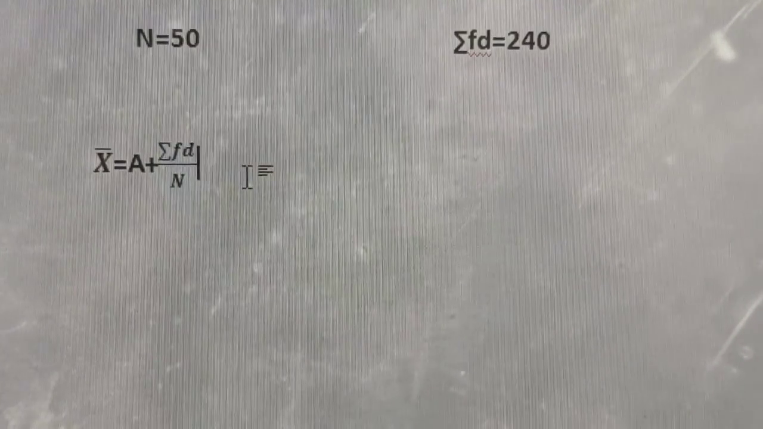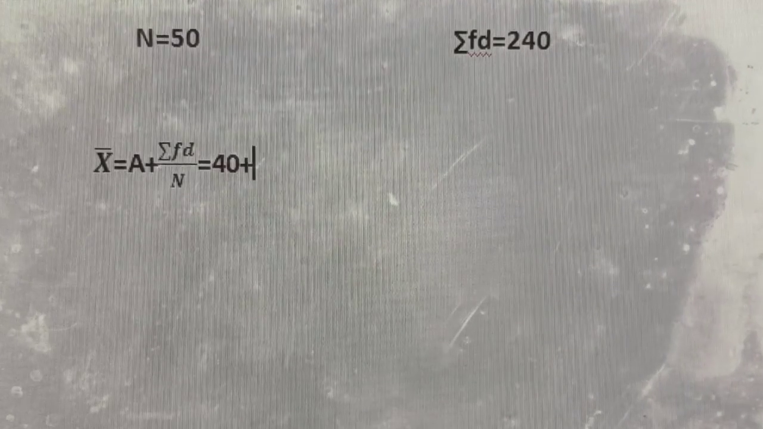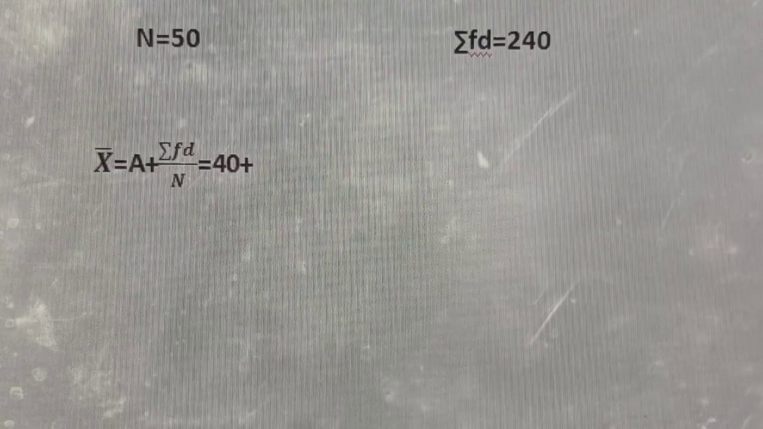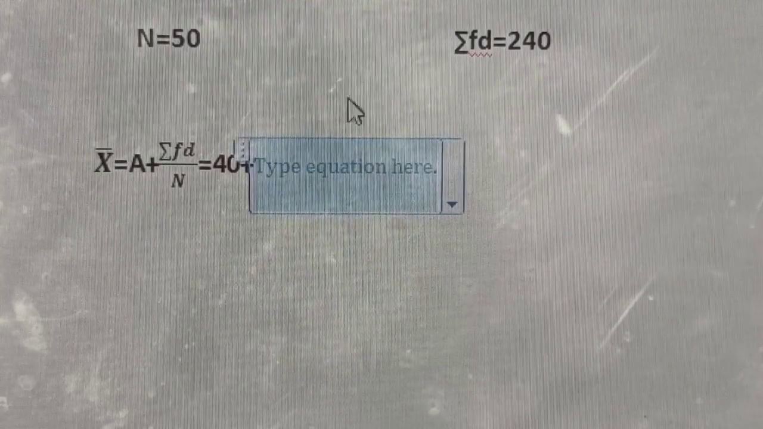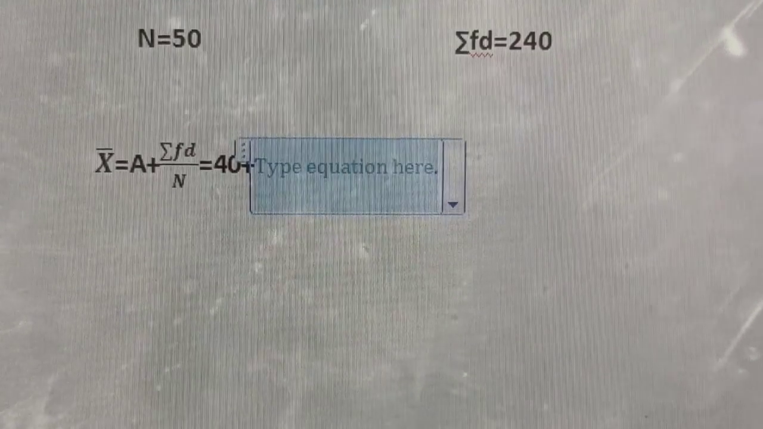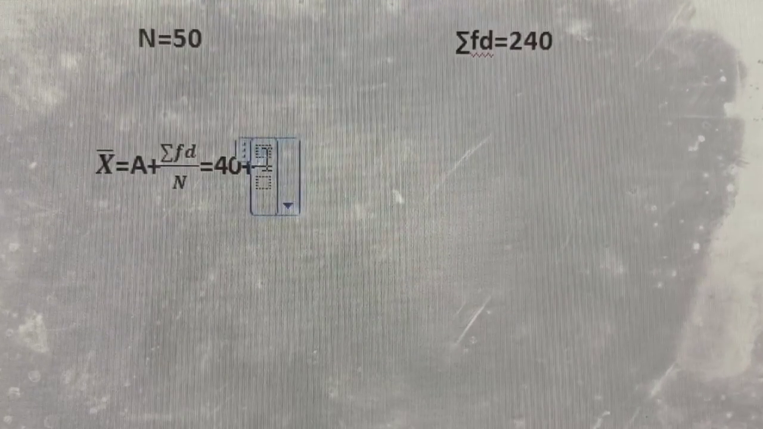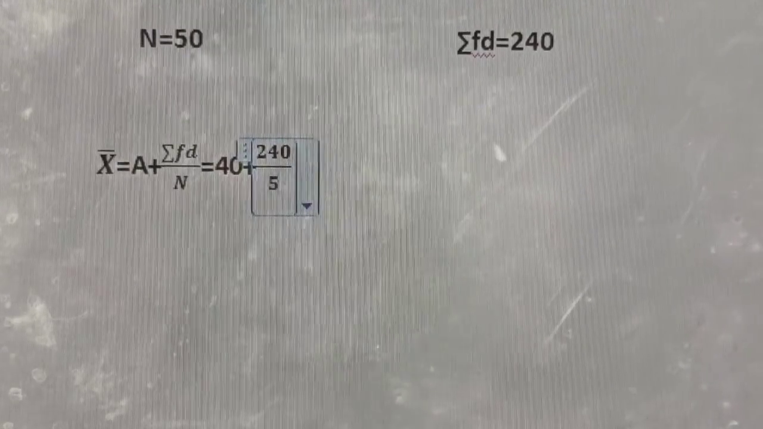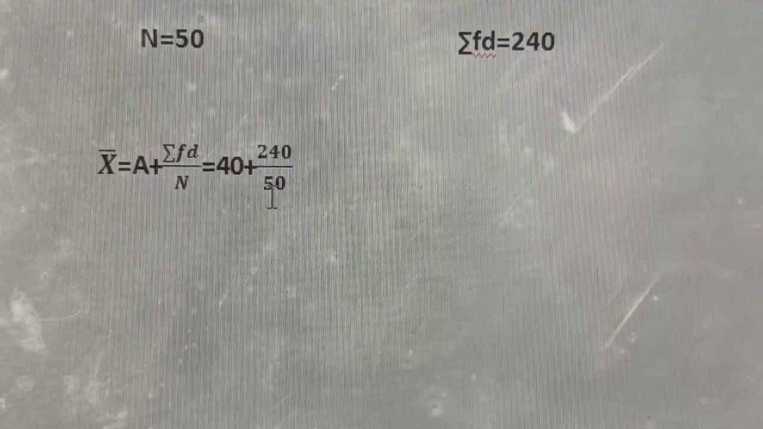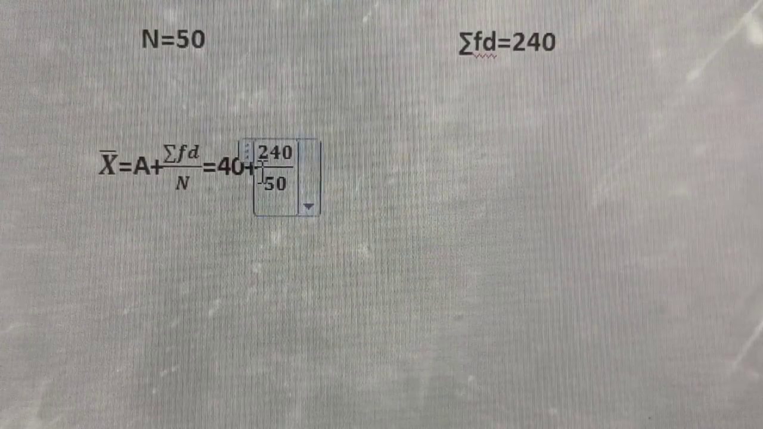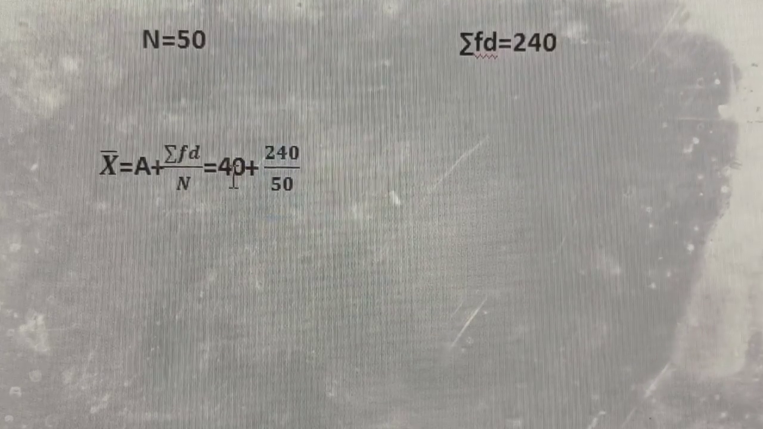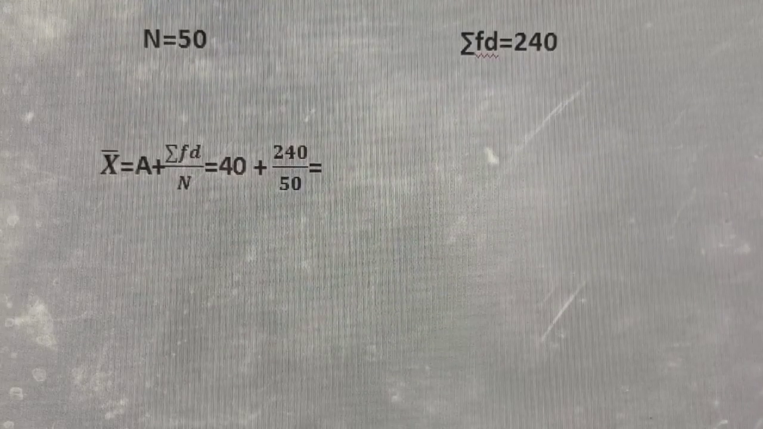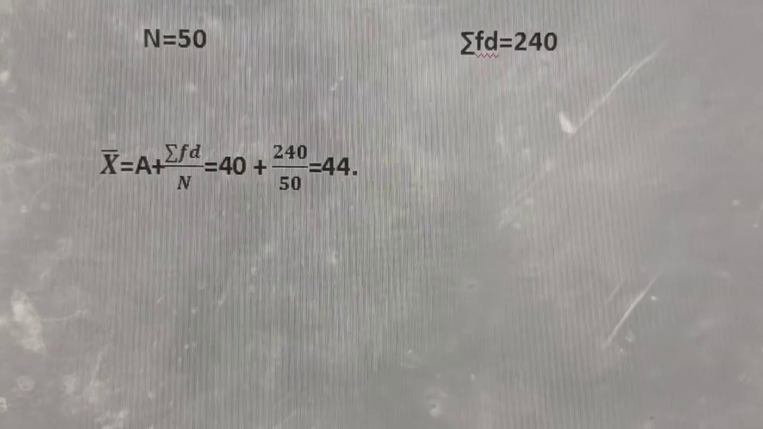So what is the value now? The value of a we know is 40, then plus summation fd. How much have we got? Summation fd we have got as 240. So 240 divided by 50, n is 50. When we divide, we will get 44.8. Same answer we will get.